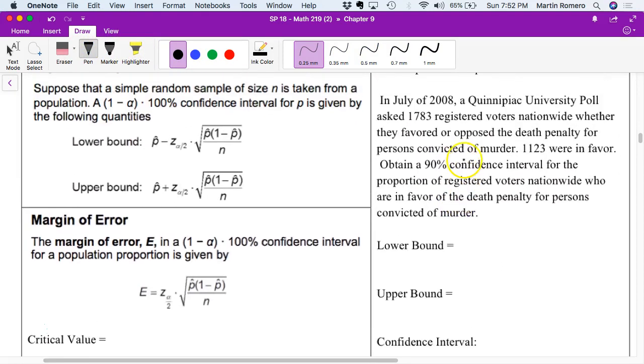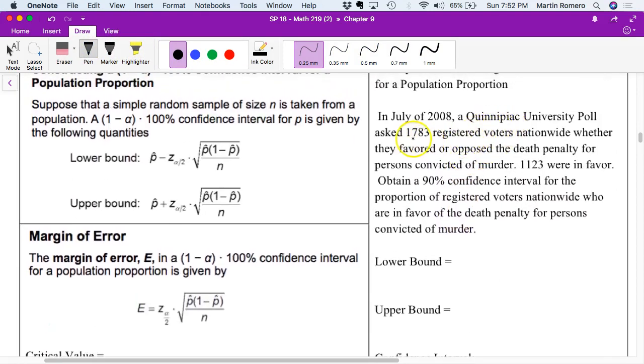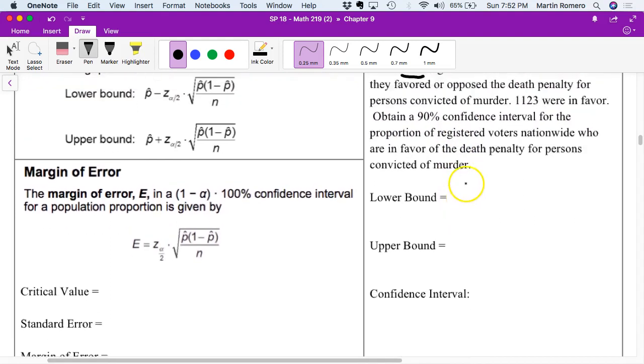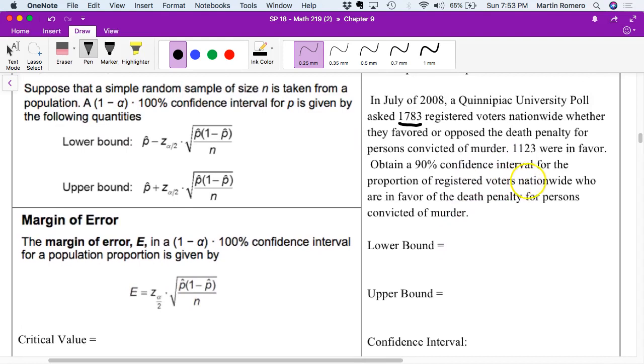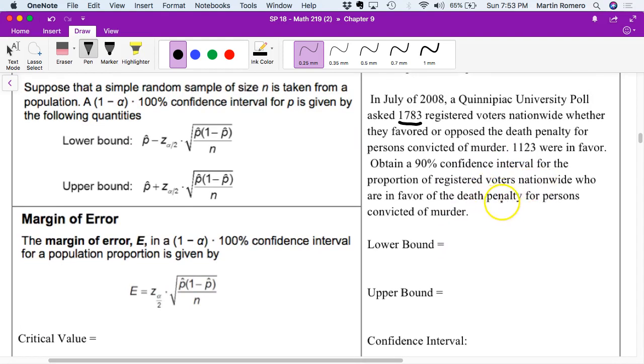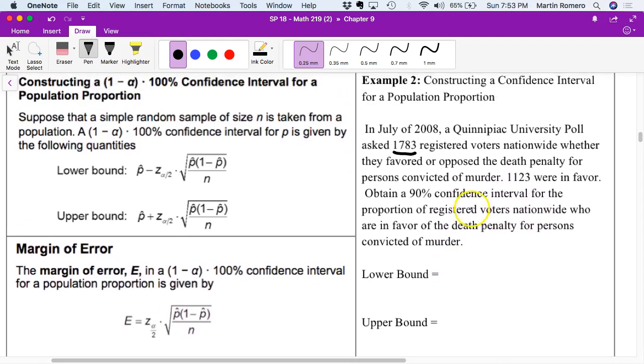In July of 2008, a university poll asked 1,783 registered voters whether they favored or opposed the death penalty. 1,123 were in favor. Obtain a 90% confidence interval for the proportion of registered voters nationwide who are in favor of the death penalty for persons convicted of murder.